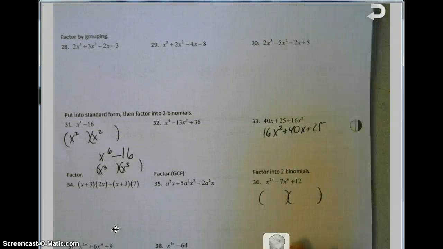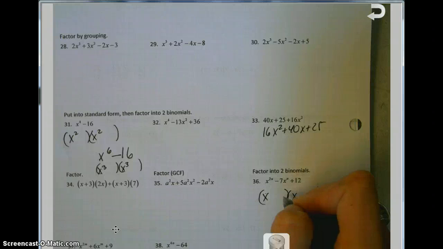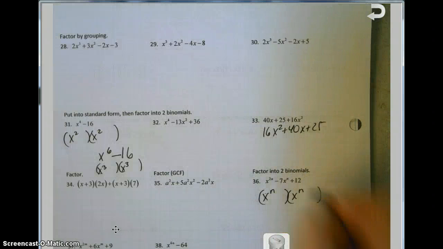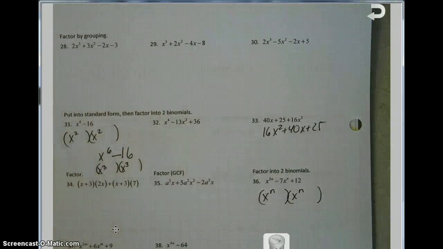Think about this as well. If you've got x to the 2n, what plus what gives us 2n? Just a thought. If you add them up, you're going to get 2n. That is just a hint for you guys today.